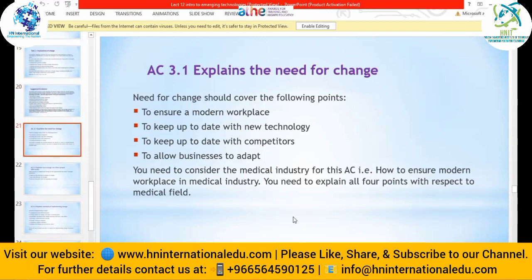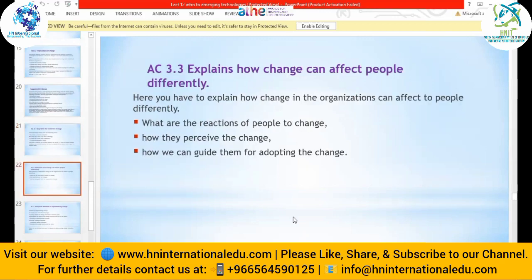You need to consider the medical industry for this assessment, how to ensure modern workplace in medical industry. You need to explain all 4 points with respect to medical field, and this data will be available on internet wherever you can find it.